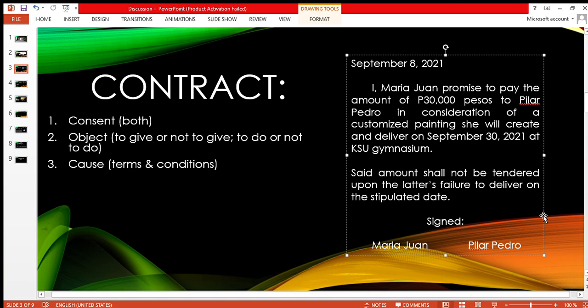kahit wala yung signatory or signatures ng witness or kahit walang witnesses, for as long as both parties signed, both contracting parties signed the contract, then the contract is already valid and enforceable insofar as the parties are concerned. Enforceable sa kanilang dalawa yon. Kahit walang notarial seal yan or notary public na lawyer na nag-sign sa kontrata na yan, it is still enforceable insofar as both parties are concerned.